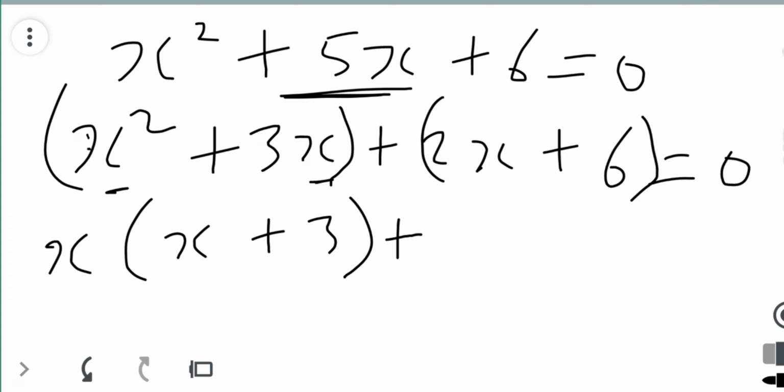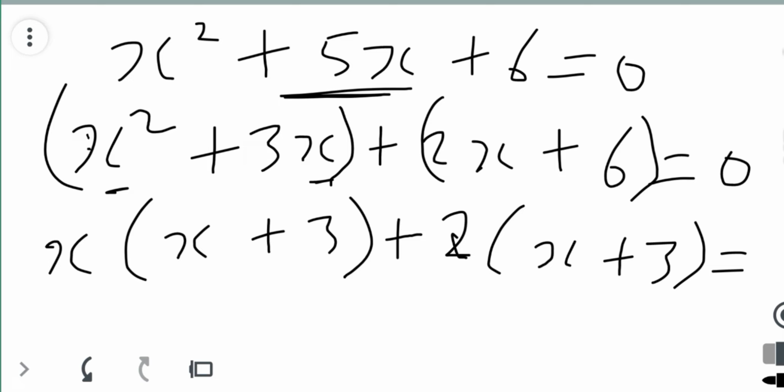So plus the next bracket, what do we have in common? We have 2 in common, so we can factorize the 2 out. So what do we have next here? We have x here, and we factorize 2 here from 6, we'll be having 3 equals 0.